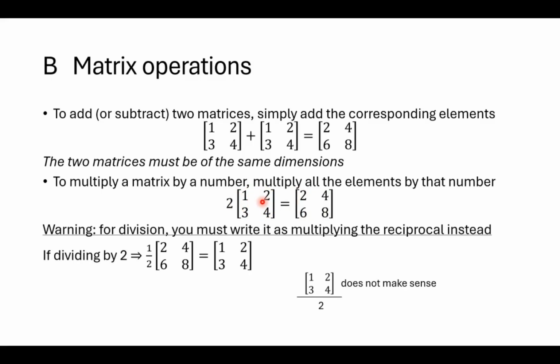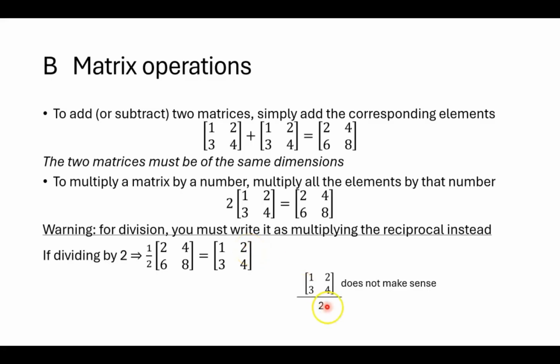But there's a caveat here. For division, you must write it as multiplying by the reciprocal instead. So if you want to divide by 2, you must write it as a half, because timesing by a half is the same as dividing by 2. And you do the same thing. You scale all the numbers here down by a half. So 2 divided by 2 is 1 and 4 divided by 2 is 2.